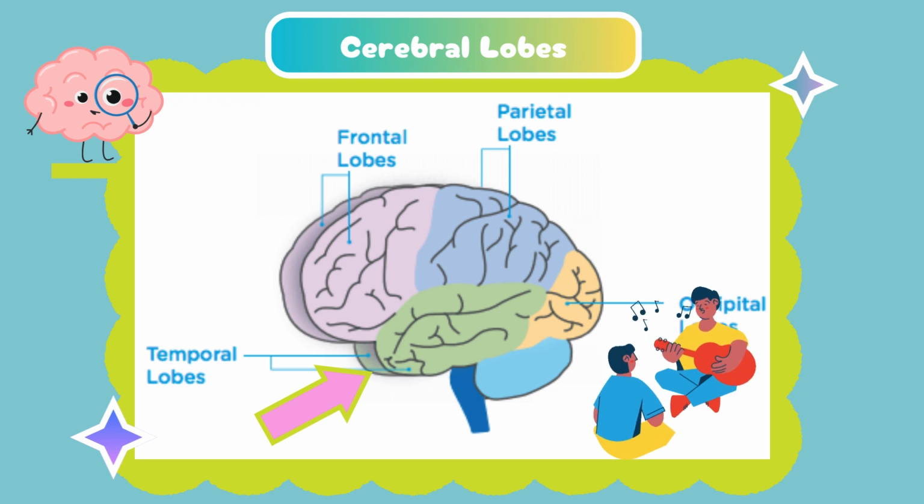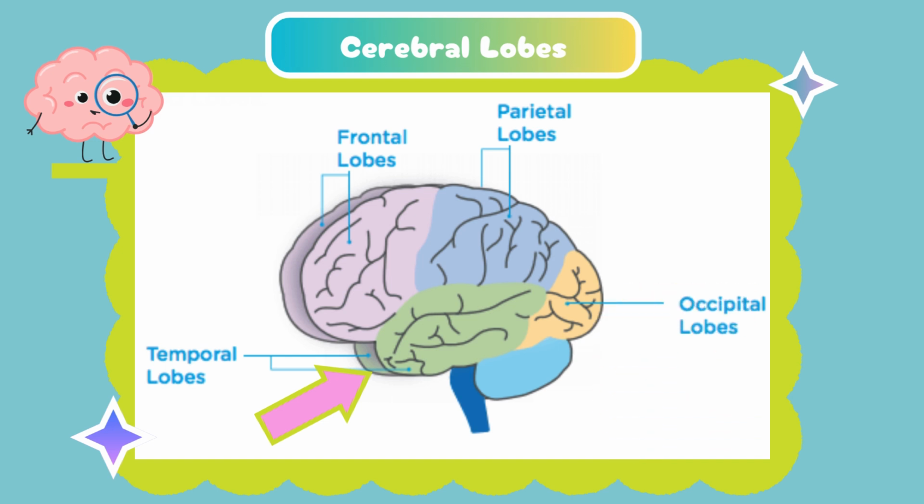Third, we have the temporal lobe. The temporal lobe is crucial for hearing and balance, the equilibrium, emotions, and memory. If you enjoy music or remember a fun day out, it's thanks to your temporal lobe.